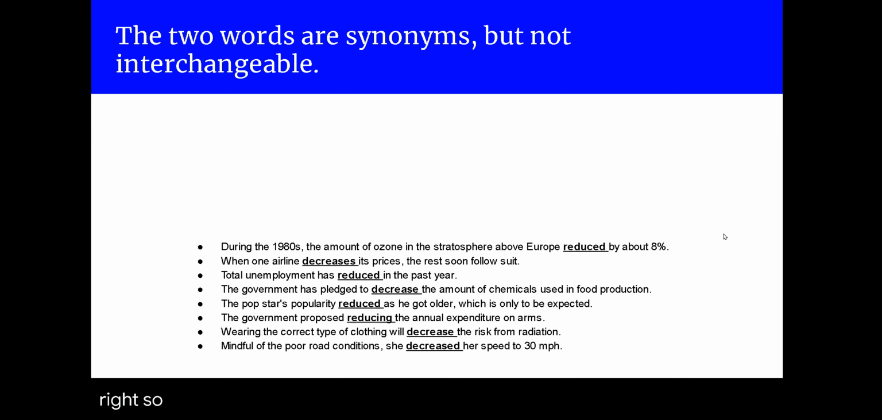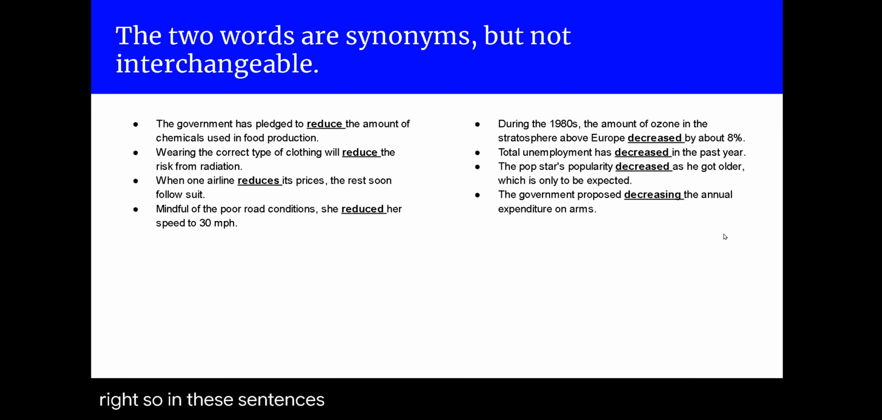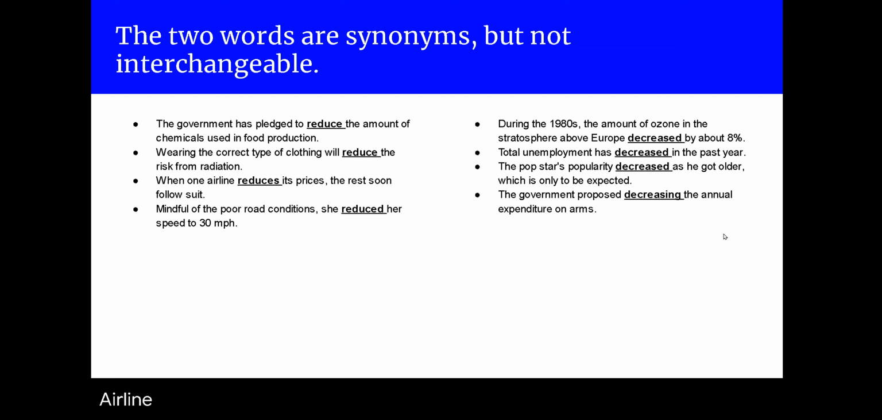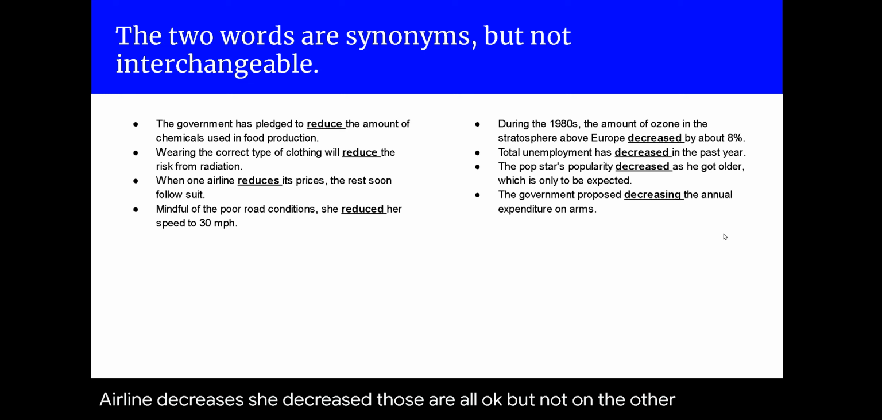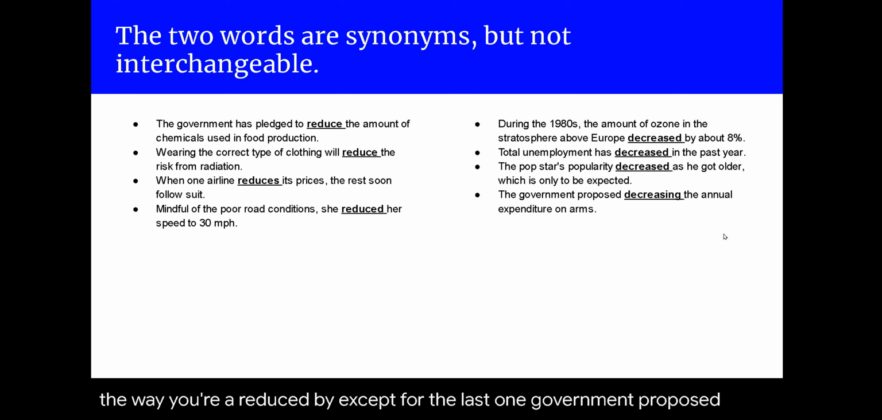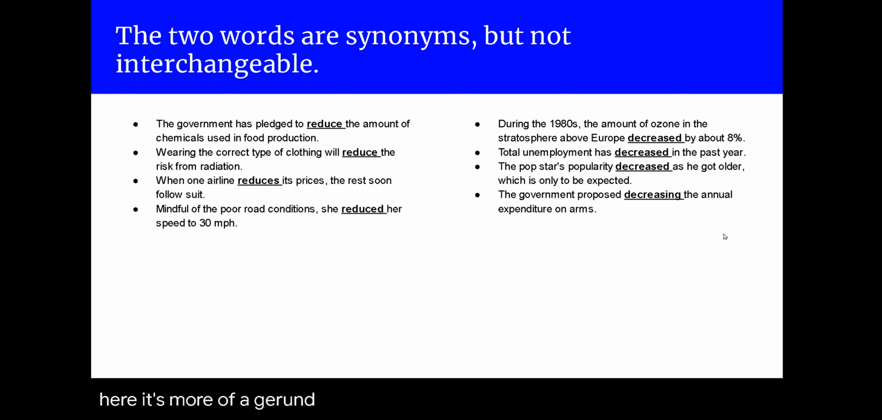So, in these sentences, you can swap anywhere it says reduce. You can put decrease in there, and that's fine. Pledge to decrease. Clothing will decrease. Airline decreases. She decreased. Those are all okay, but not the other way. Europe reduced by, except for the last one. Government proposed. Well, here it's more of a gerund. It's the government proposed reducing, which is fine.